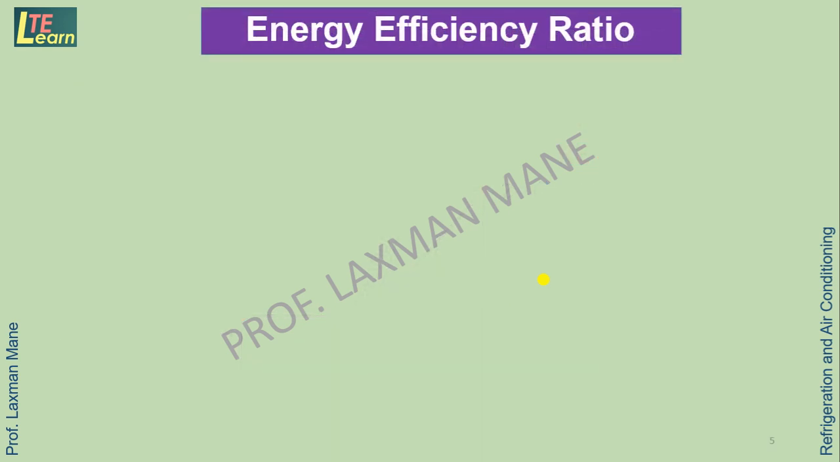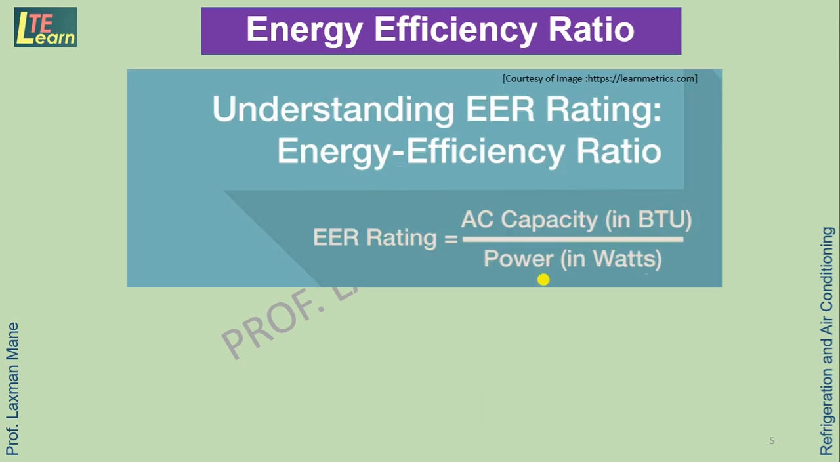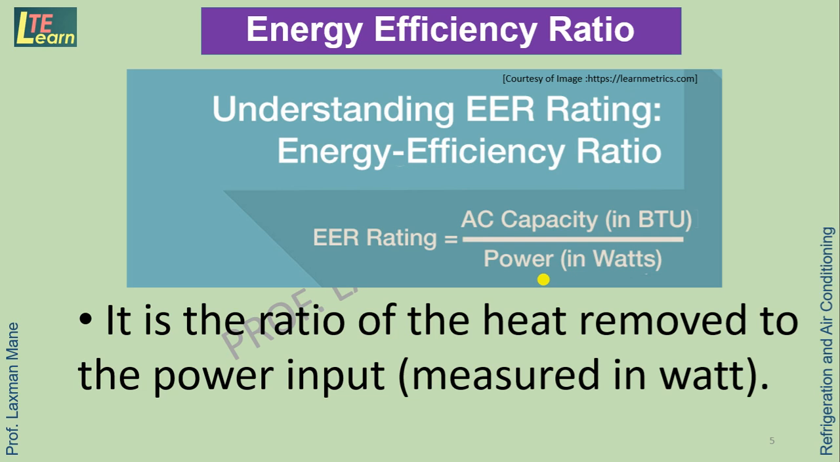Energy efficiency ratio. It is an EER rating given to air conditioning appliances. EER is the ratio of the heat removed to the power input. As per this formula, it is the ratio of the air conditioning capacity of the equipment in British thermal unit to the power consumption in watts. So its unit is British thermal unit per watt.